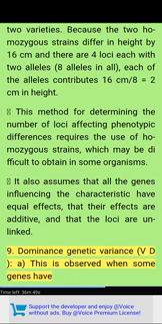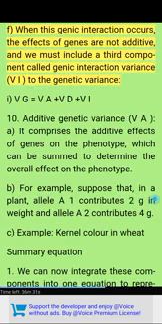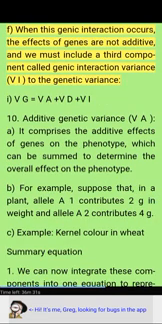9. Dominance genetic variance, VD. A. This is observed when some genes have a dominance component. B. In this case, the alleles at the locus are not additive. Rather, the effect of an allele depends on the identity of the other allele at that locus. C. Here, we cannot simply add the effects of the alleles together. D. Instead, we must add a component VD to the genetic variance to account for the way that the alleles interact. E. Also, the genes at different loci may interact in the same way that alleles at the same locus interact. F. When this genic interaction occurs, the effects of genes are not additive, and we must include a third component called genic interaction variance, VI, to the genetic variance. VG equals VA plus VD plus VI.